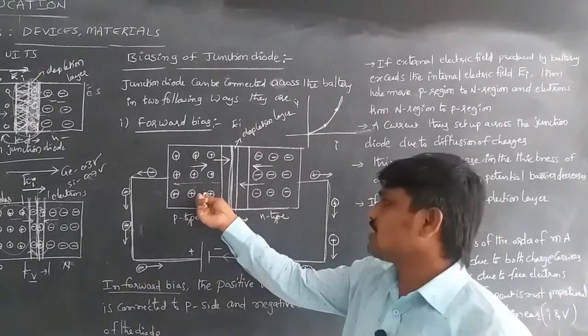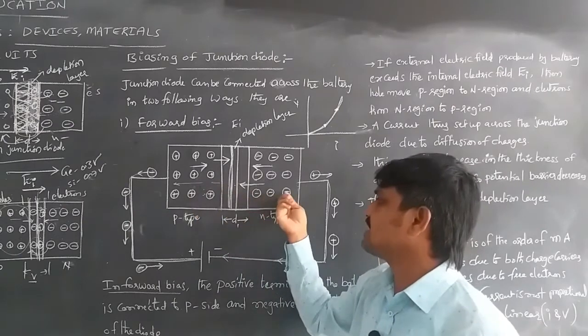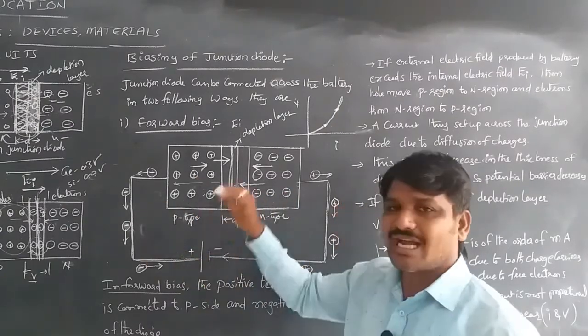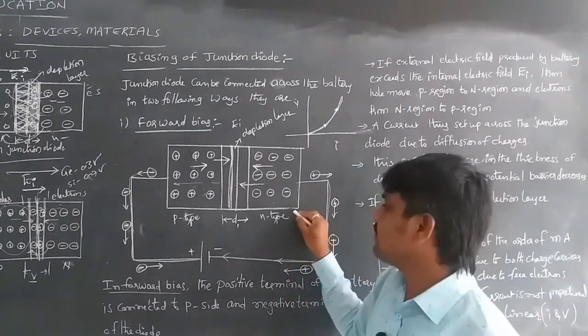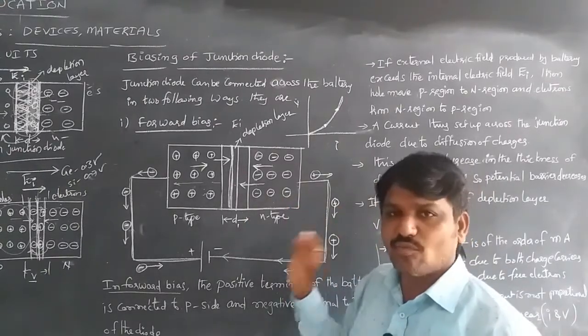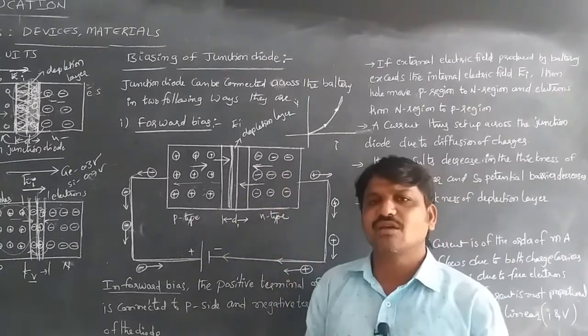The holes are acquired by the electrons, so electrons move towards this direction and the current flows in this direction. Finally, at the peak stage, the current will be more and more, so due to the forward bias the current flows in the circuit.